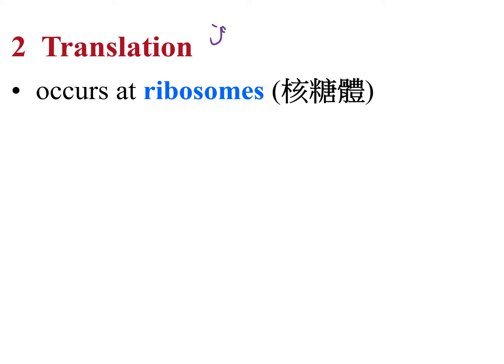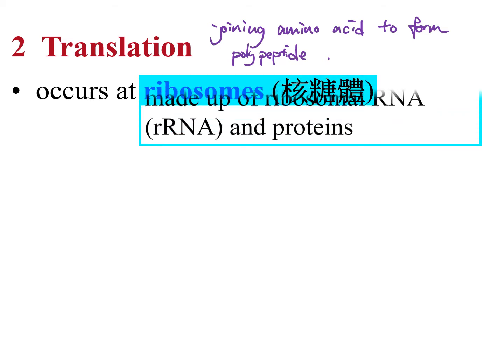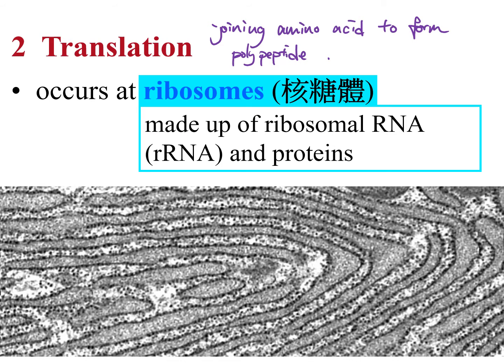Translation is a process of joining amino acids together to form a long chain polypeptide. And this process occurs at the ribosome. Do you remember what a ribosome is? A ribosome is made up of ribosomal RNA and protein, and it is ball-shaped, as you could remember. And this is the site for protein synthesis, where you join amino acids to form a polypeptide.